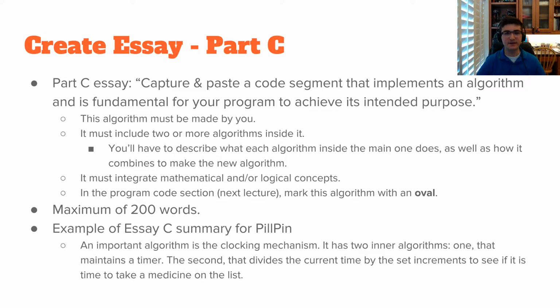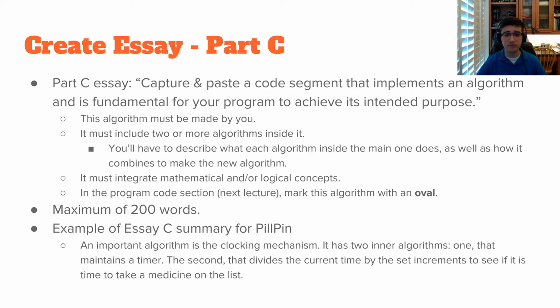Now the part CSA. This essay is going to talk a bit about the algorithm. And we already went over the algorithm, which is basically a function that works through the code, uses mathematical and logical operators, and automates or processes something in the code. And it has to be fundamental to your program to achieve its intended purpose. Now, capturing and pasting the code segment, we'll talk about that in our next video. But in terms of this essay, the algorithm has to be made by you.